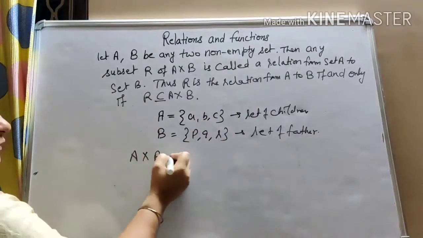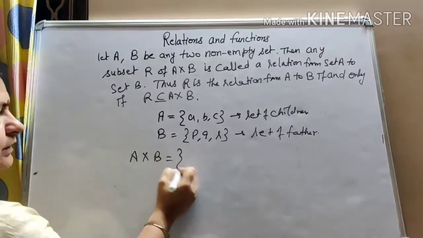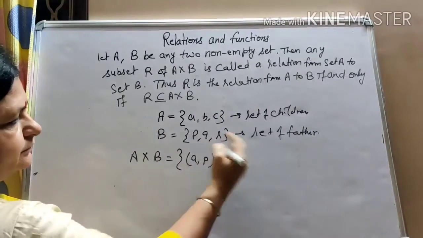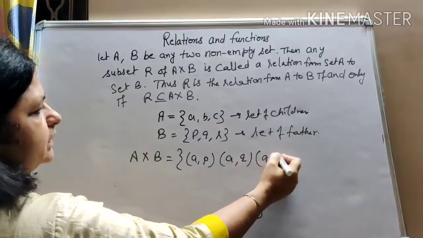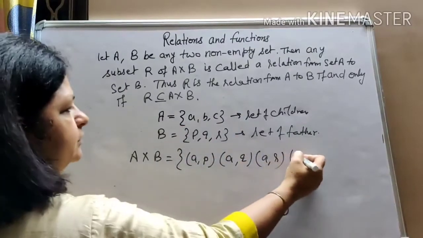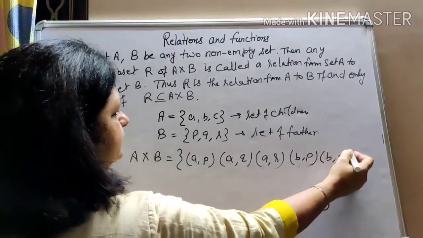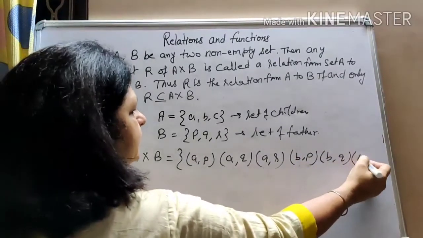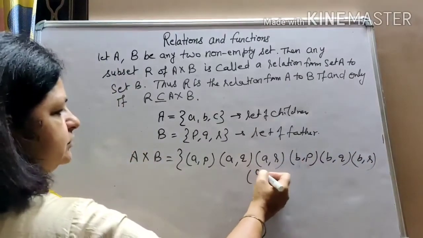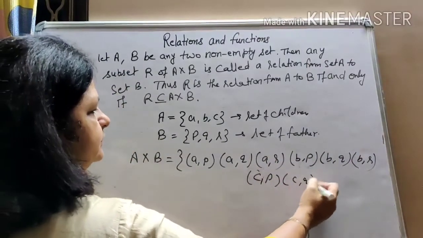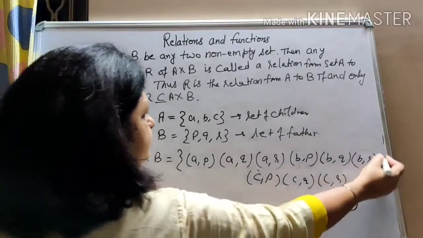Now Cartesian product of A and B will be A comma P, A comma Q, A comma R, B comma P, B comma Q, B comma R, C comma P, C comma Q, C comma R.